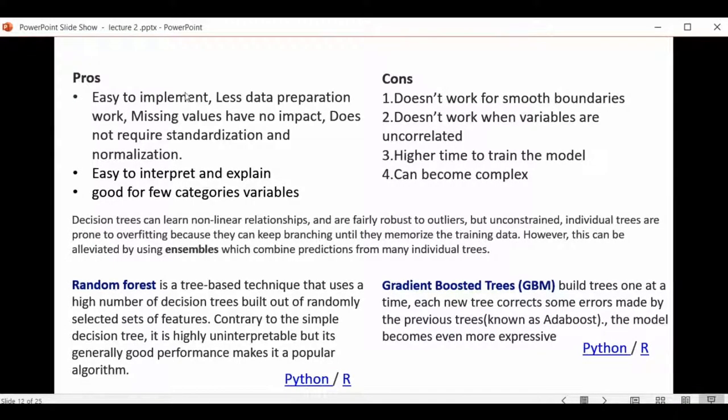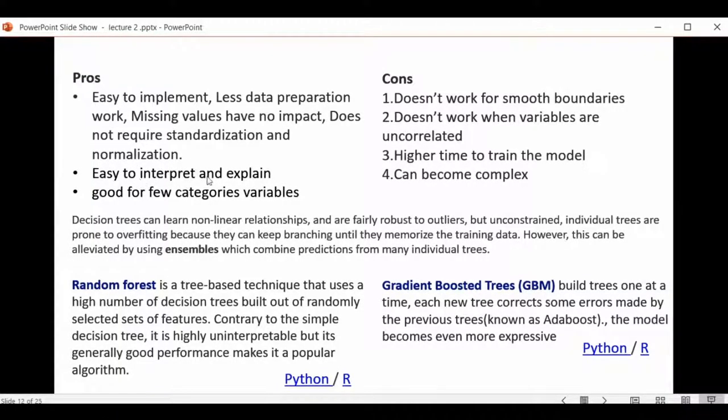So the pros of decision trees: they're easy to implement. It requires less data preparation work. Missing values have no impact. For example, with other methods, you need to have a predefined strategy when you have missing data, whether you classify them as being a null case or different kinds of strategies like that. But with this kind of approach, it's not a problem.